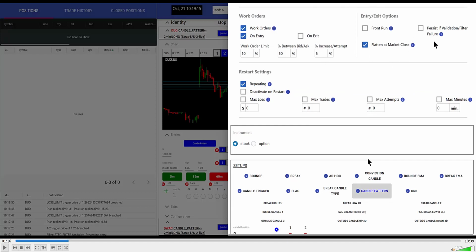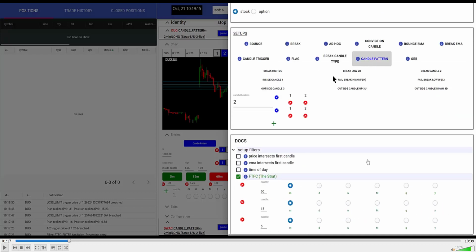This is a lot of entry and exit stuff. Here's one of the interesting things: these are repeating trade plans. They will wait for a setup, they'll take it, and they'll open the position. When it closes, they go back to looking for the next opportunity. All of that is automated.